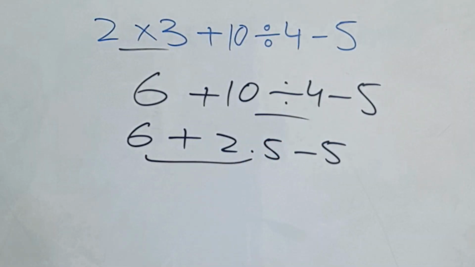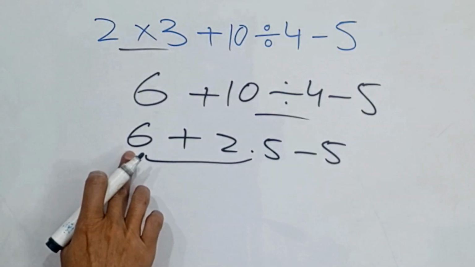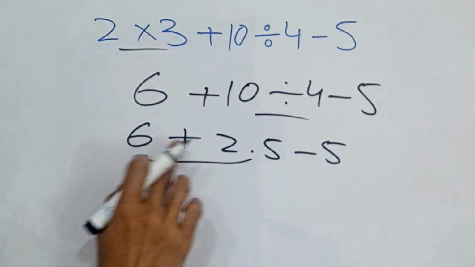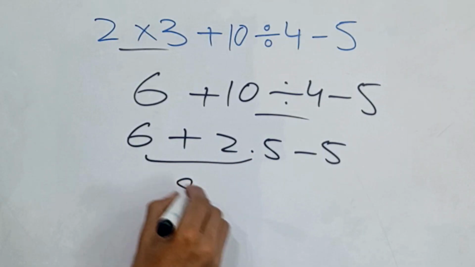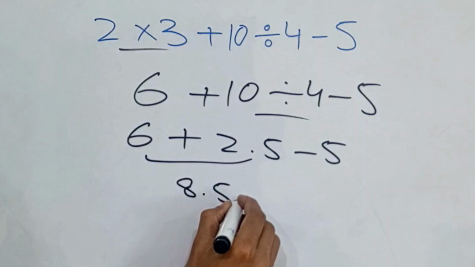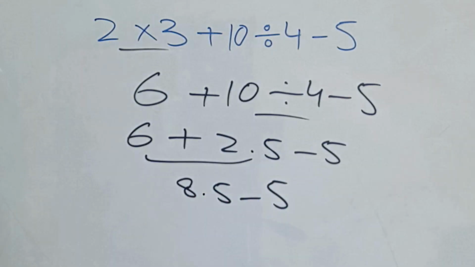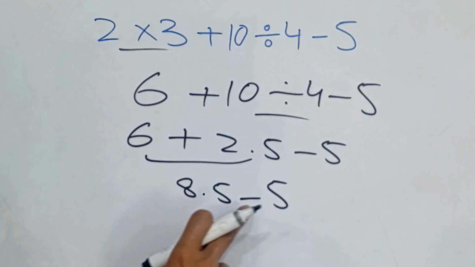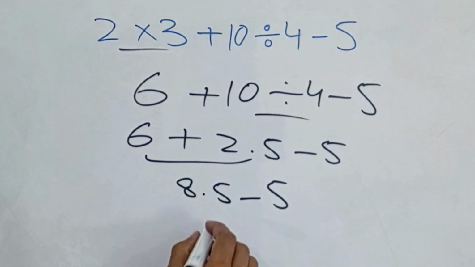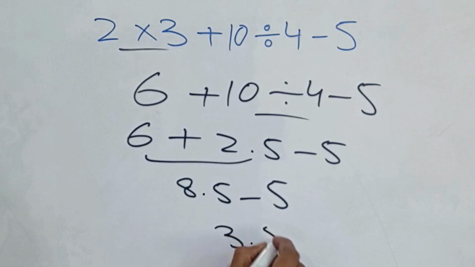Now addition first. So 6 plus 2.5 equals 8.5, right? Minus 5. Now 8.5 minus 5 equals 3.5.